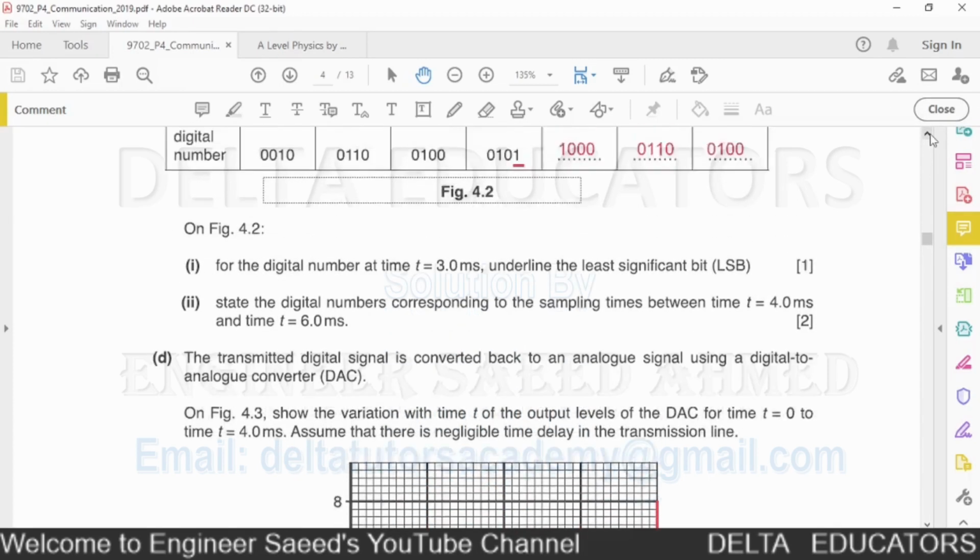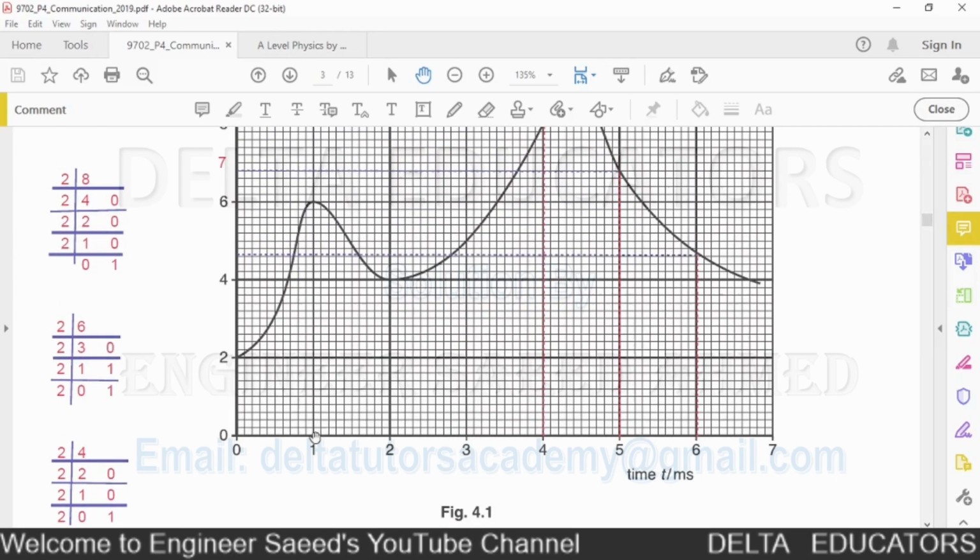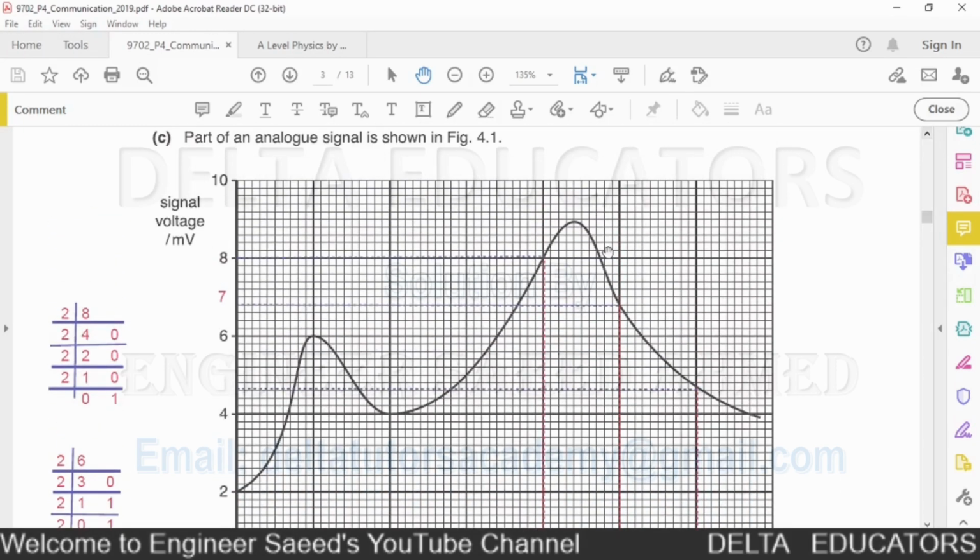At t equal to 0 millisecond, the output voltage is 2 millivolt. At 1 millisecond, it is 6 millivolt. At 2 millisecond, the value is 4 millivolt. At 3 millisecond, the value is 5 millivolt, since it is 4 and 6 in the center, so it will be 5 millivolt. And at 4 millisecond, the output voltage is 8 millivolt.